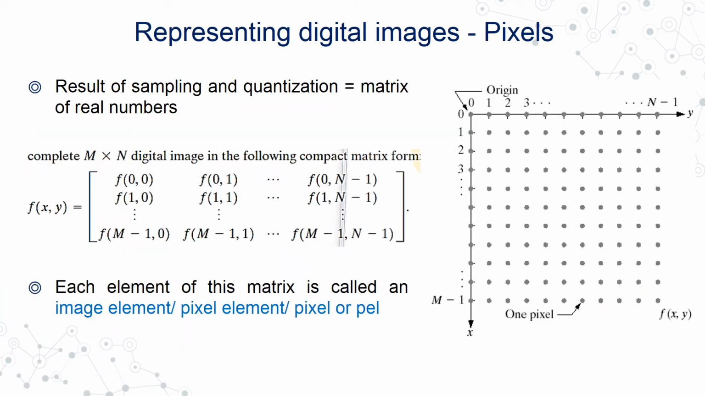Later, once the image is captured by the sensor on the camera, we would see how an image is actually formed after sampling and quantization. So that matrix representation of the complete image we would be seeing, and then we would be talking about the most basic element of this image, that we call a pixel. Sometimes we also call it an image element, pixel element, or PEL.